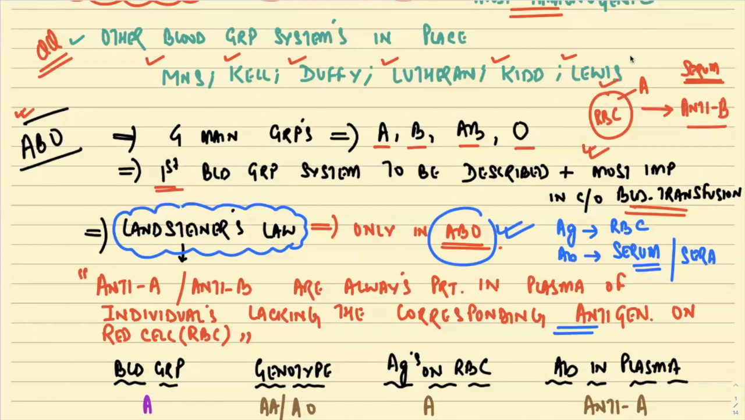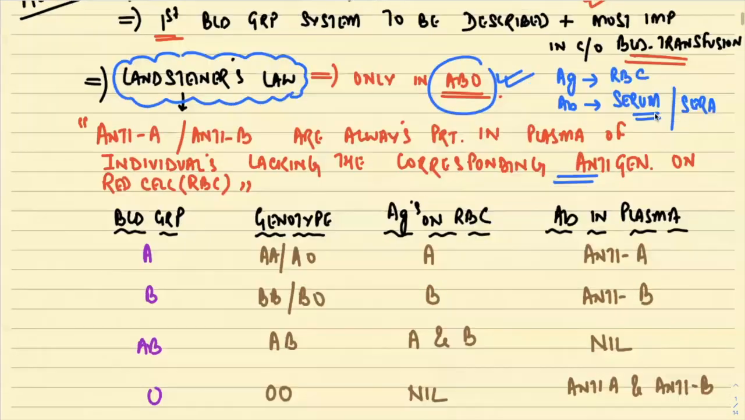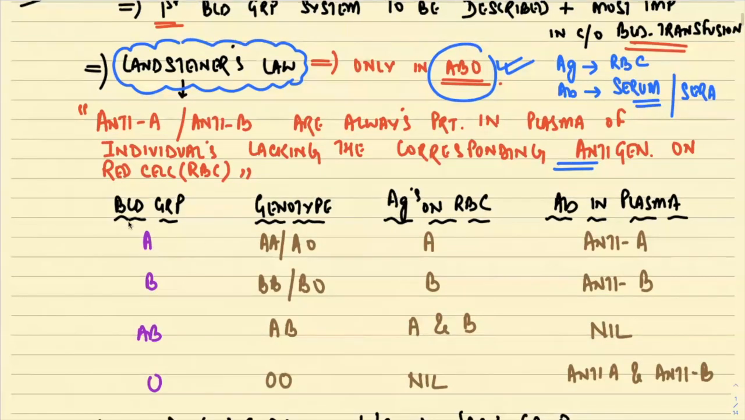Is this very clear? Whichever antigen is present, remember the corresponding antibody has to be absent, or vice versa. Just remember this. This is called Landsteiner's law. For example, if I take blood group A, when I say an individual has blood group A, that means there is some antigen present on the surface of the RBC. That is the cell. And what is this antigen? That is the A antigen. One very important thing is which antibody will be present in the plasma.